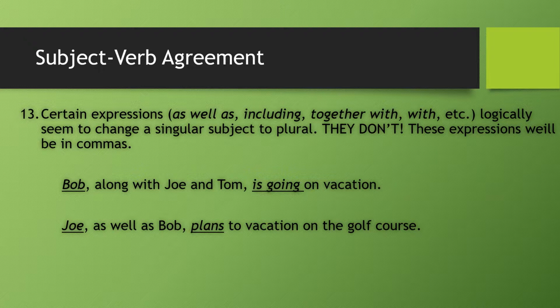Now look at the second sentence. Joe, as well as Bob, plans to vacation on the golf course. And again, we have that phrase, as well as Bob, offset by commas, so it's not part of the subject. Joe is the subject. So it's a singular subject that takes a singular verb, plans. Joe plans to vacation on the golf course. Not Joe and Bob, but Joe, as well as Bob, plans to vacation on the golf course.